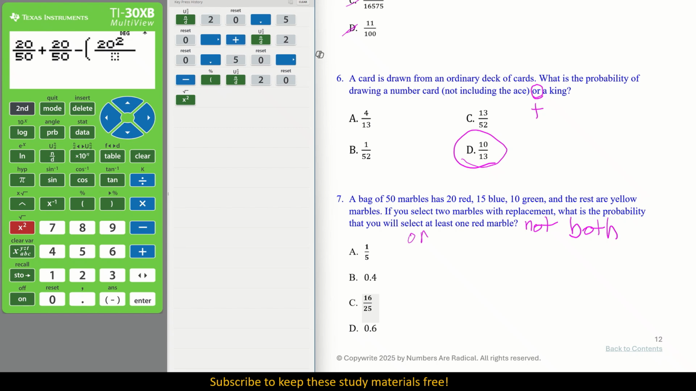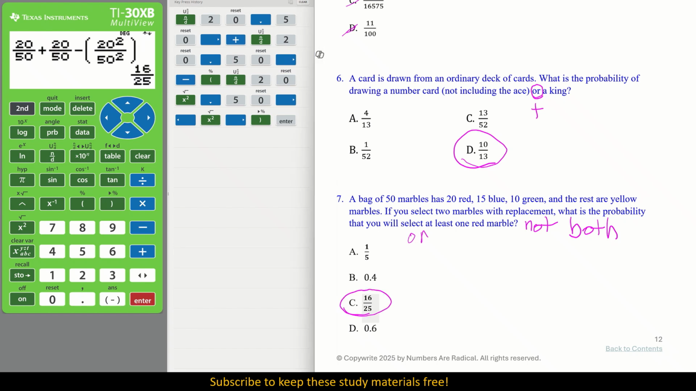Remember, you have to take the 20 out of 50 times the 20 out of 50. That would be if it happens twice and we are replacing. Okay, now I'm going to go down and that would still be 50. Oh, but since we said 20 squared there, we can say 50 squared. Okay. All right, now let's push enter. And that gives us option C.